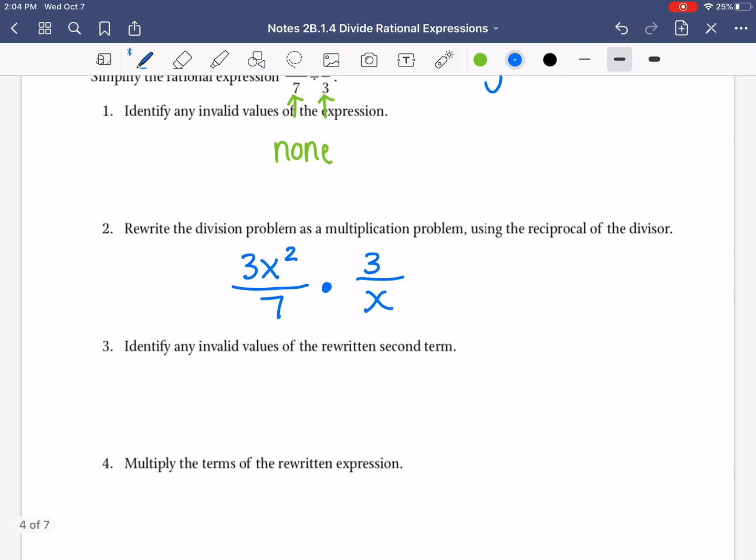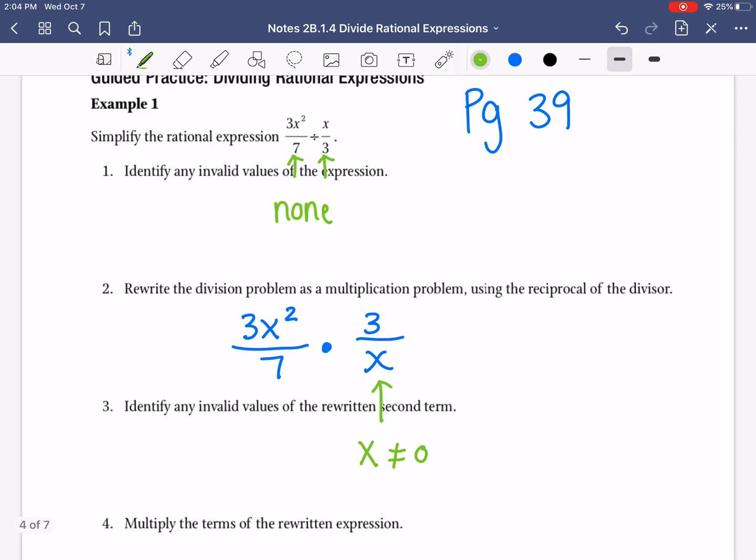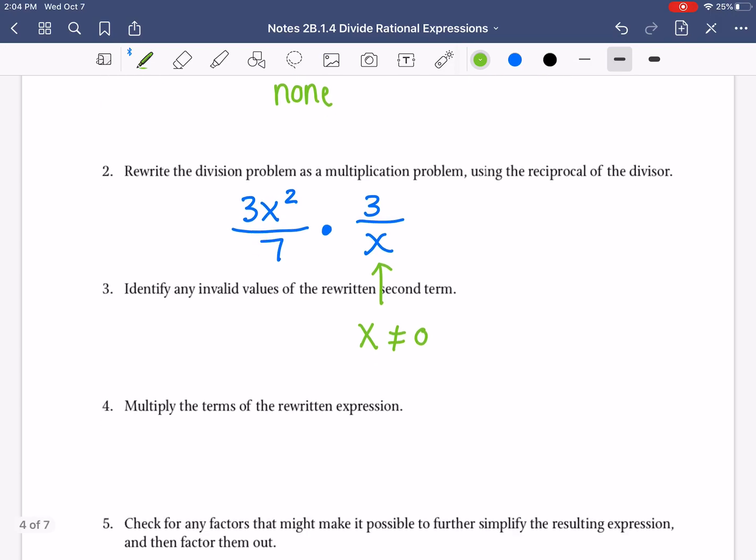Now it says identify any invalid values of the rewritten second term. So now that we flipped it, the numerator went to the denominator, and we do have an invalid value. X cannot be equal to 0. So in the original problem, there weren't any because there was no x's in the denominators. But once we flip the second one, we now have an invalid value of 0. So you do have to check both denominators and the numerator of the second one.